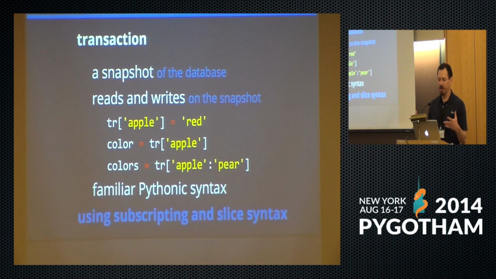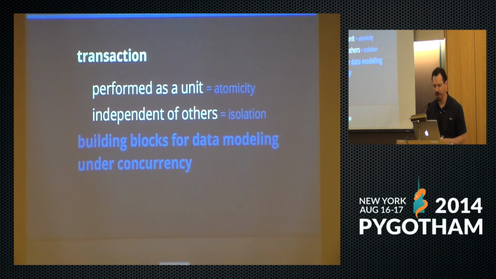So a transaction simply has a snapshot of the database, and it allows you to do reads and writes on that snapshot. So here we have a write. We're assigning the value read to the key apple. Then we're going to do a read. And this third one is a range read. So the range of keys, whatever is falling between apple and pear, we're going to pull back all of those values within that range. So a very familiar Pythonic syntax, almost looks like you're working with dicts, using subscripting and the sort of slice syntax. But those are actually transaction objects.